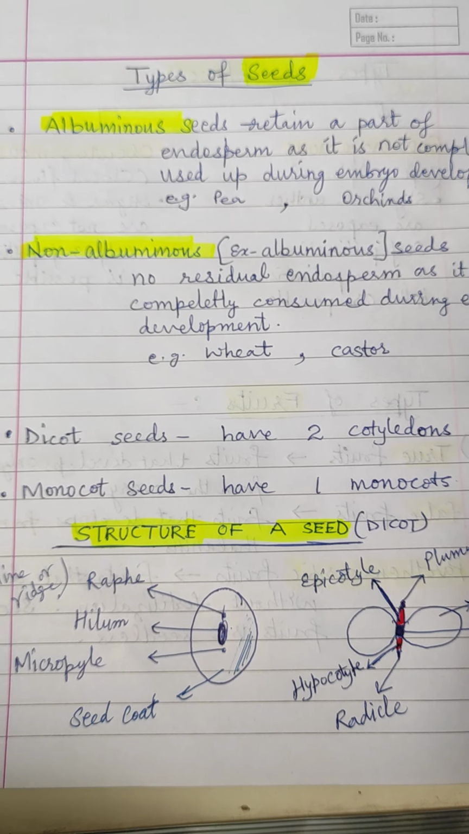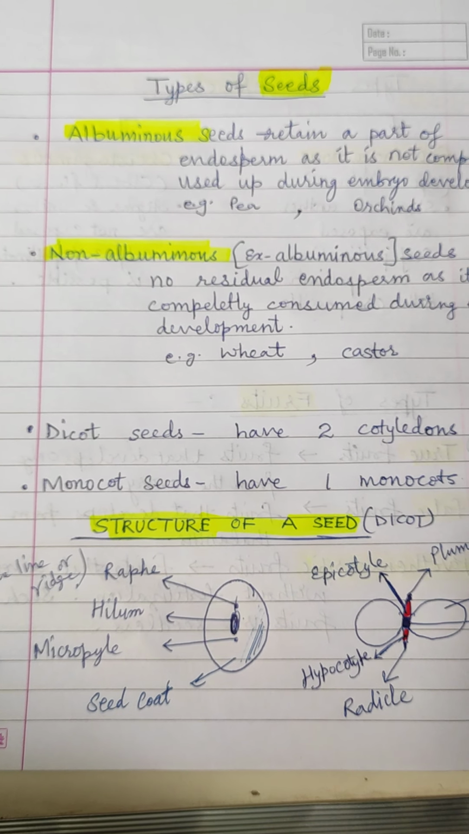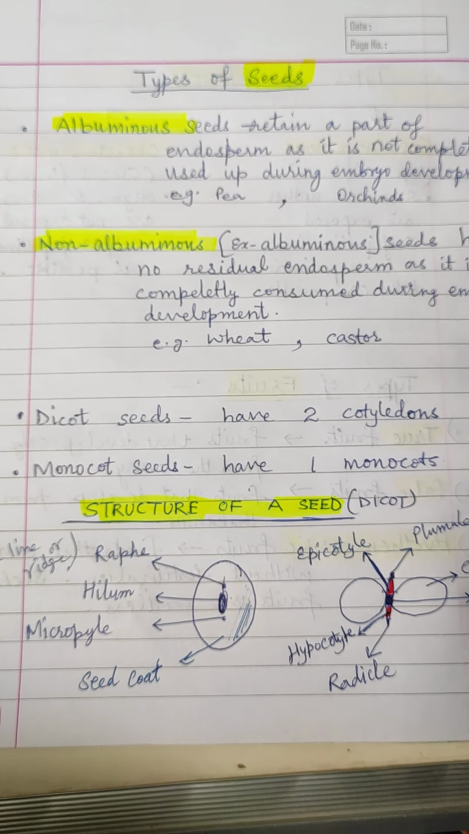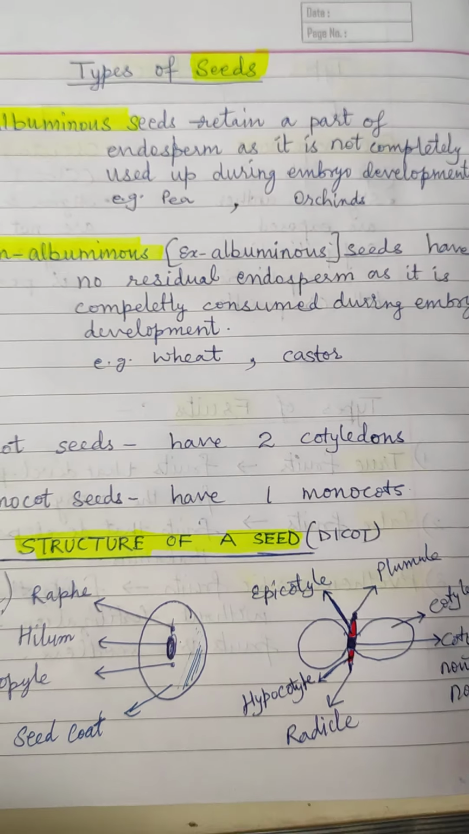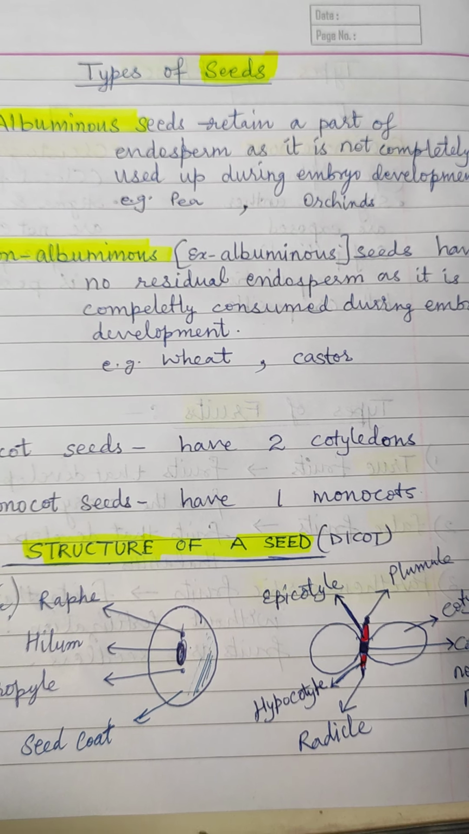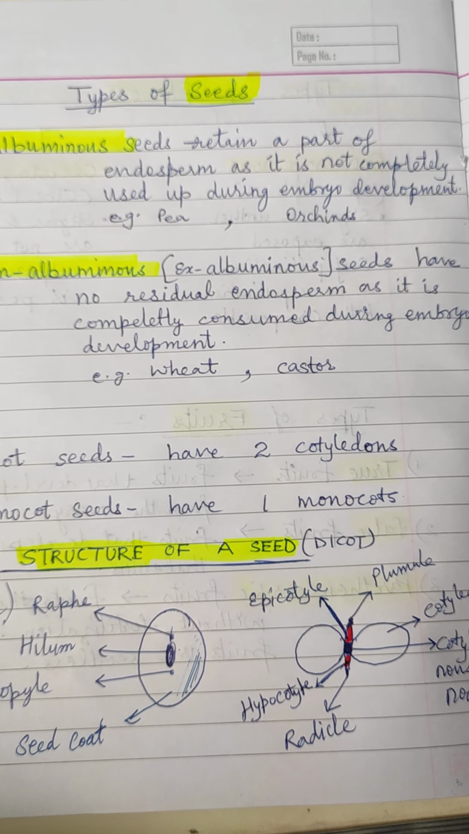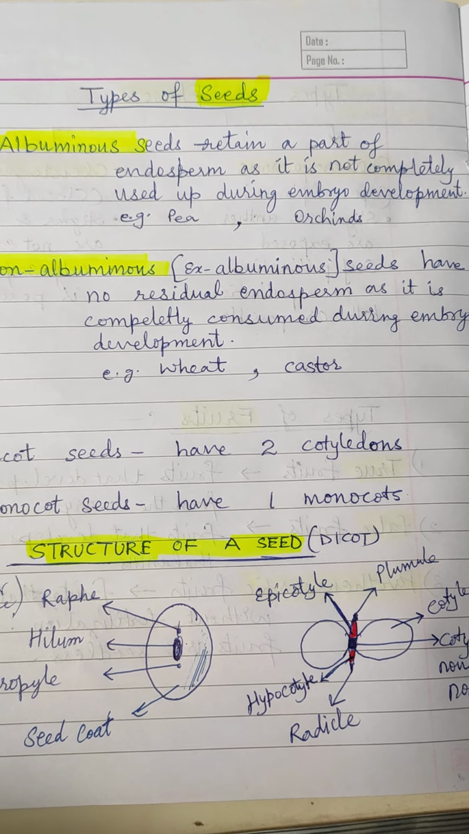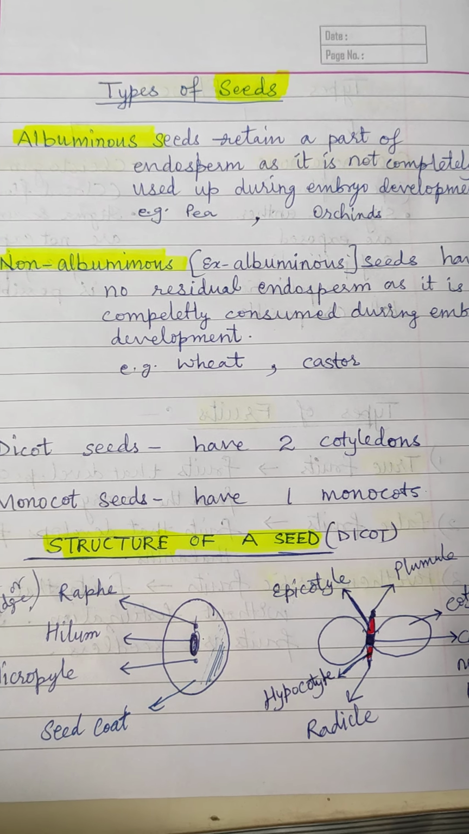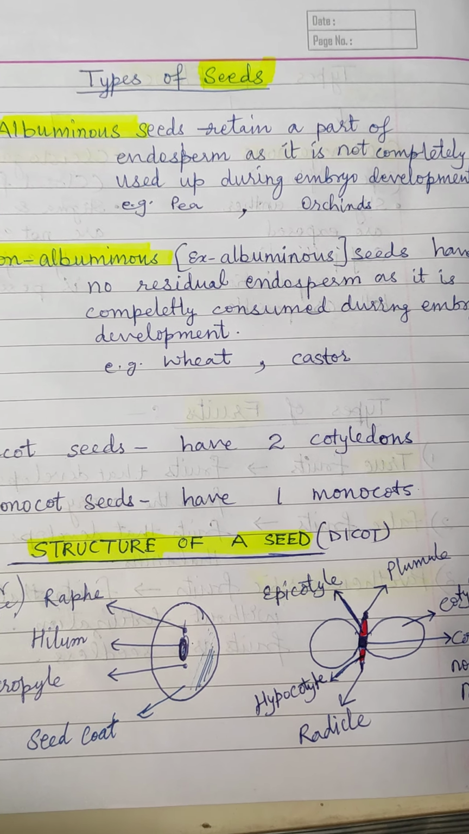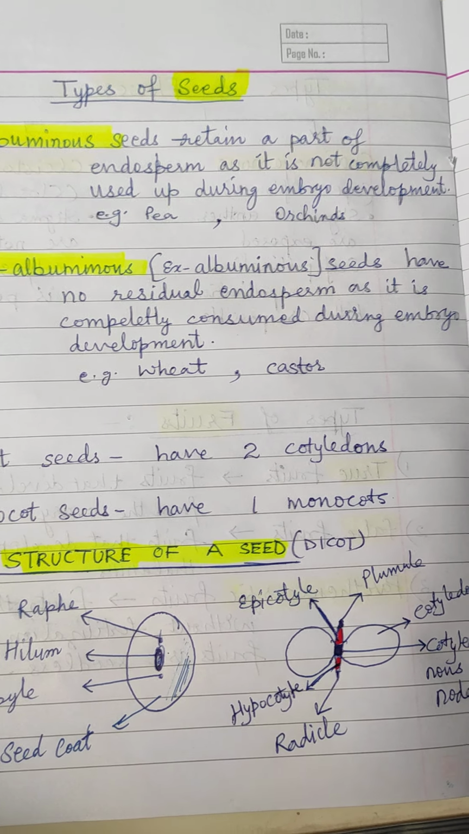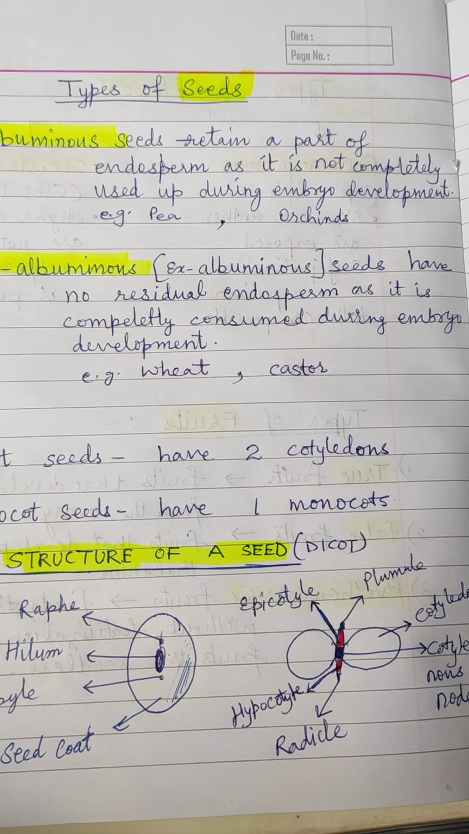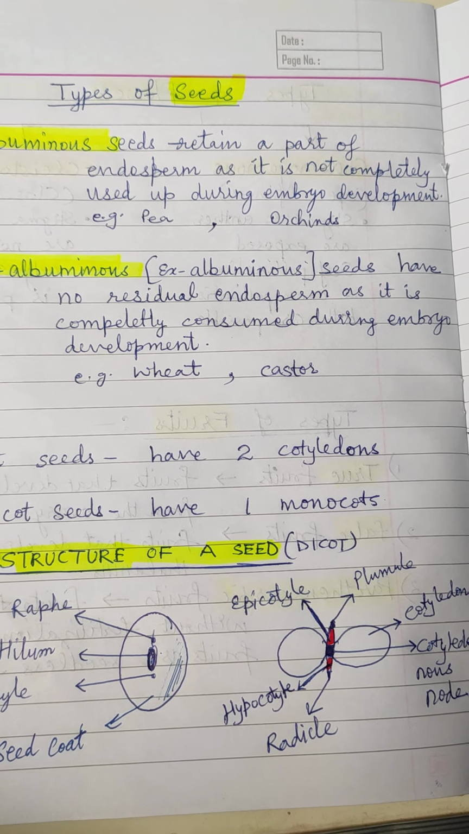Types of seeds. Seeds can be categorized into two types, albuminous seeds and non-albuminous seeds. Albuminous seeds are those in which endosperm is present. Not all the endosperm is utilized for the development of embryo. So albuminous seeds retain a part of endosperm as it is not completely used up during embryo development.